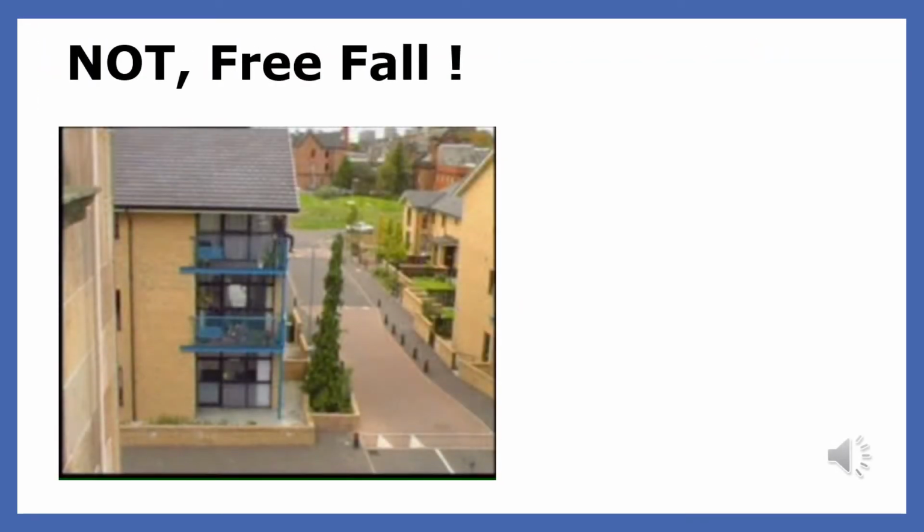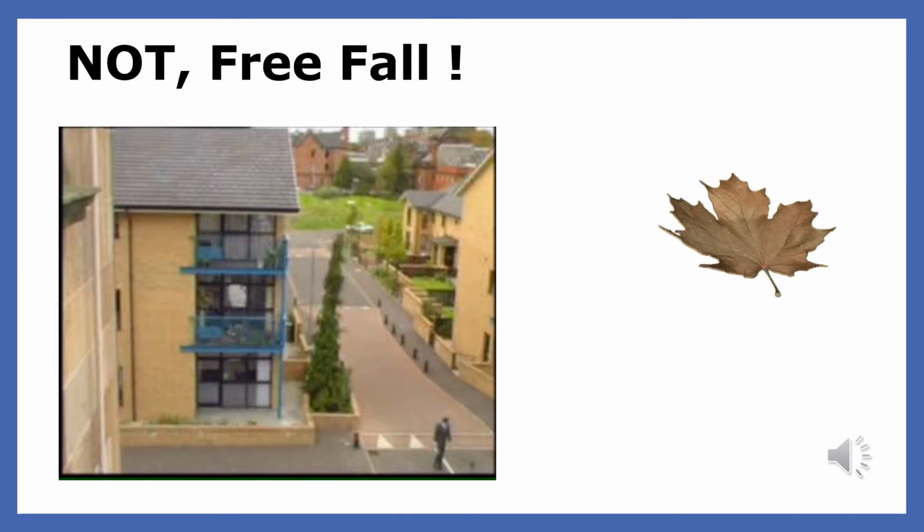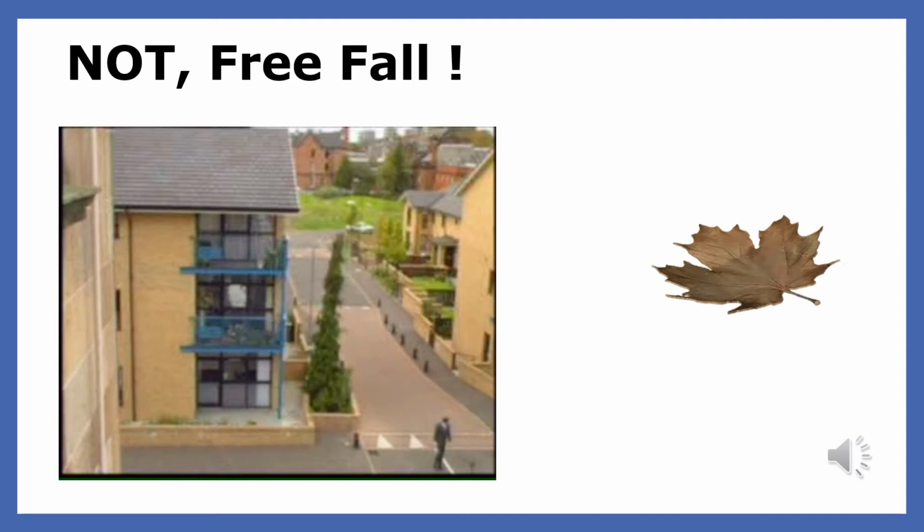The video on the left shows a man leaving his third-floor apartment in a very unusual way. Since the force of the tree on the man is not negligible, he, of course, cannot be said to be in free fall. Now look to the right. When a leaf falls off a tree, it also does not exhibit free fall. Because it has a large surface area and a small mass, air friction has a significant effect on how the leaf falls.